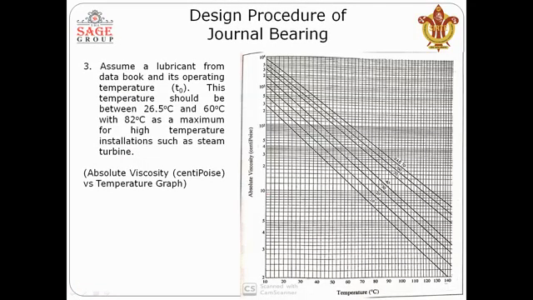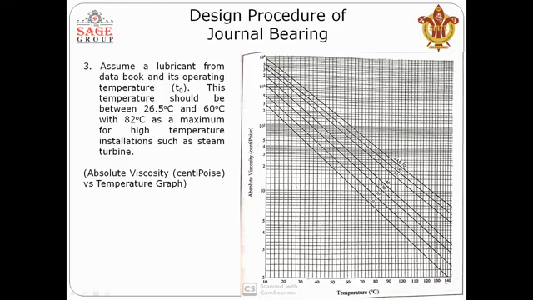Now in the third step we have to assume the lubricant. Fine. So we have to check the lubricant and its operating temperature. From the design data book we will check the lubricant. Here is the graph of the lubricant, on the right hand side you can see, and here you have seen the different lines.